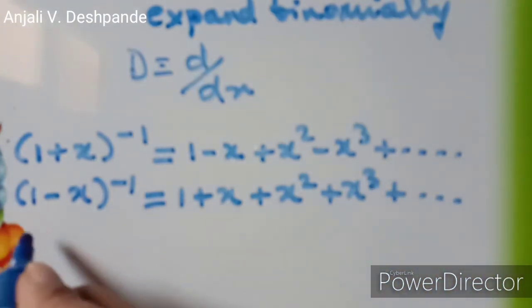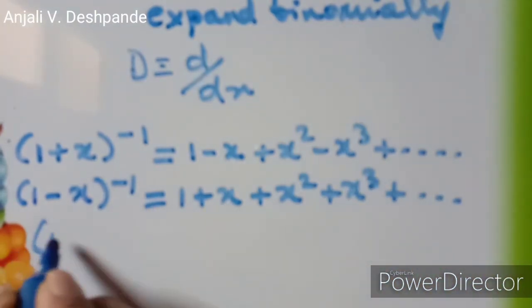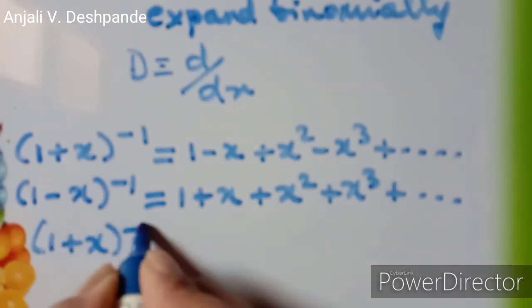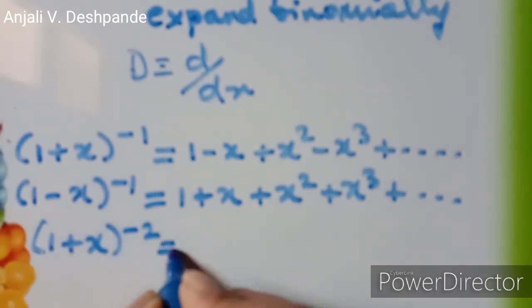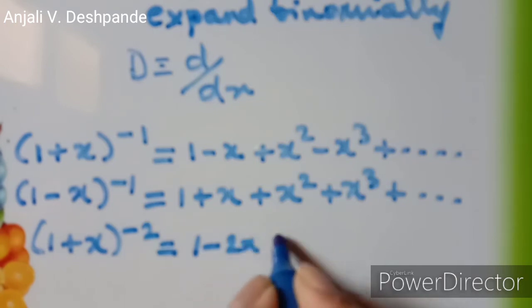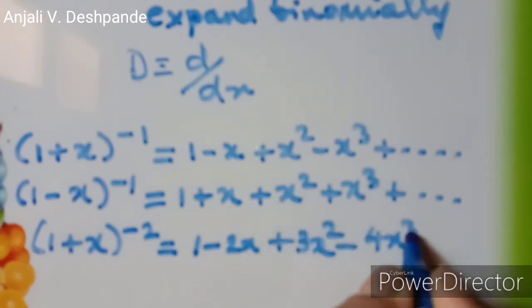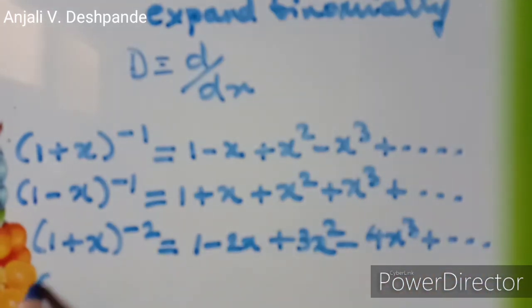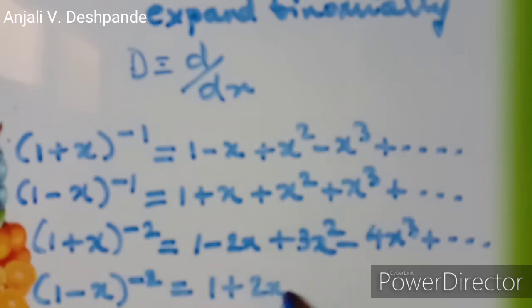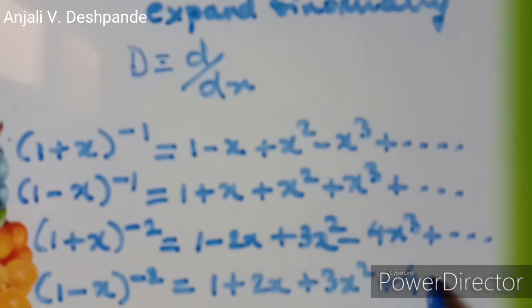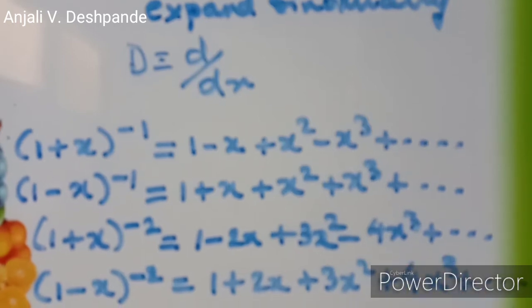Similarly we can write (1 + x)^(-2), let us say. This is equal to 1 - 2x + 3x² - 4x³ + and so on. Then further we may also write (1 - x)^(-2) = 1 + 2x + 3x² + 4x³ + and so on.